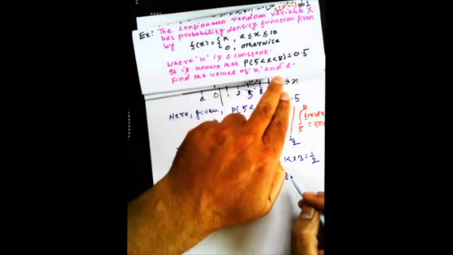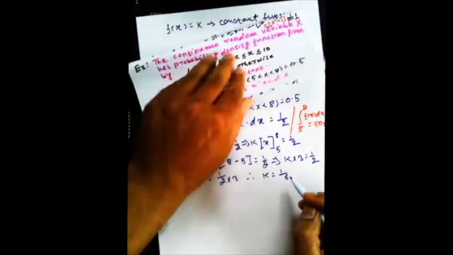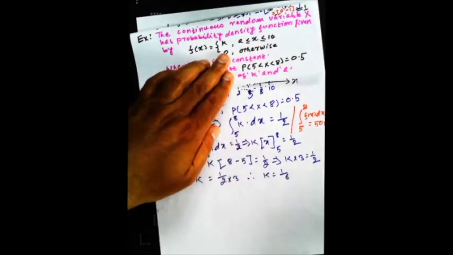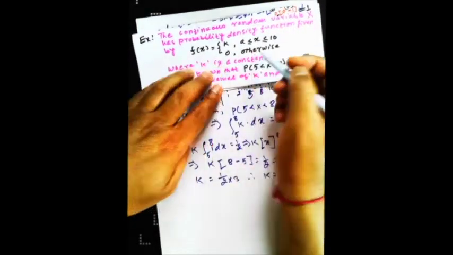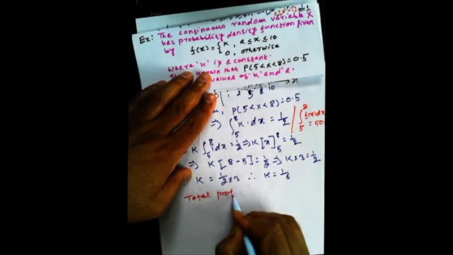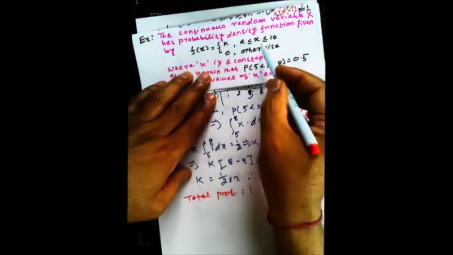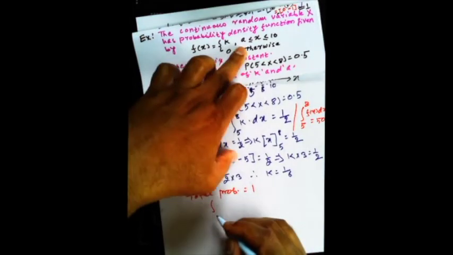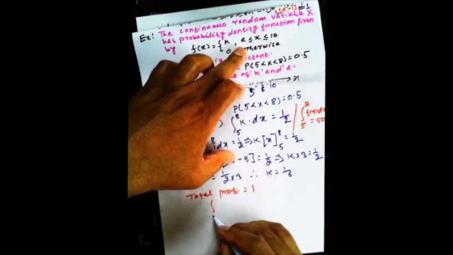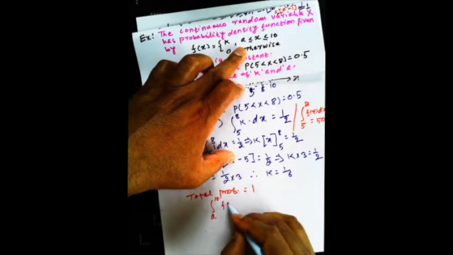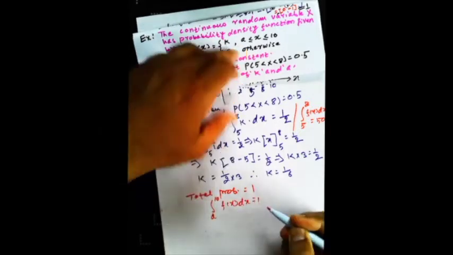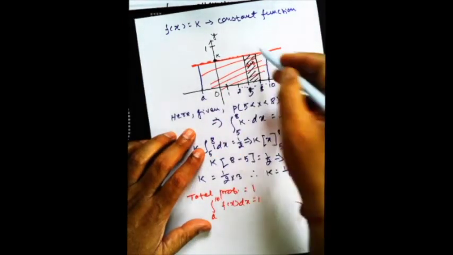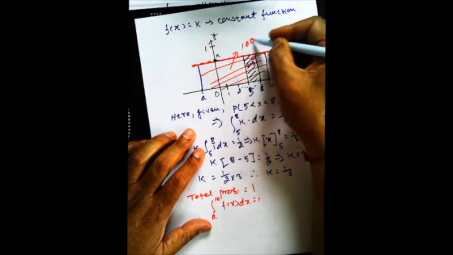Now it is saying that we also find the value of a. Your given function is defined for the value of x between a and 10. If x is the random variable, the total probability must equal 1 in order to say x is a random variable. The total probability is defined for x from a to 10, and you can write the integral of f(x) dx equals 1. That means we are talking of this entire area, which covers the whole 100% of the area.